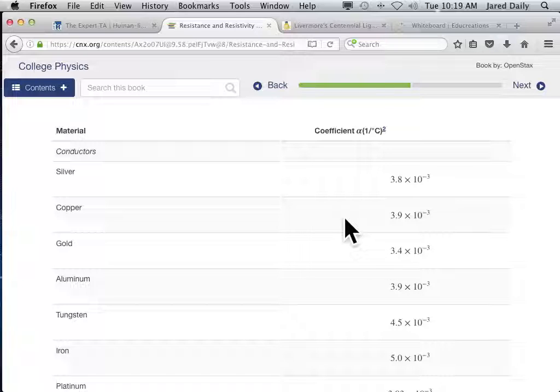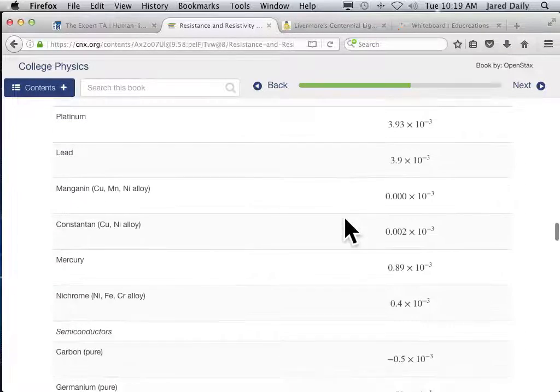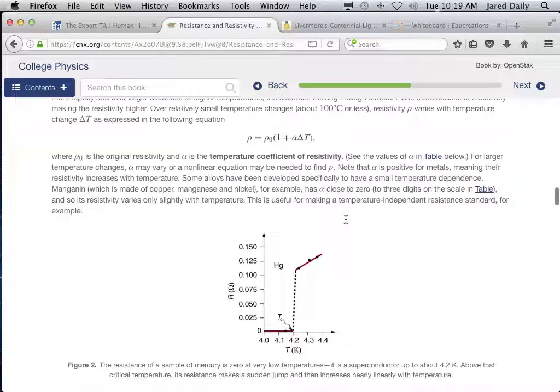Some materials change their resistivity a lot when the temperature changes. Some of them change it a little. Just depends. And you might choose your material for that reason. You may want something that changes a lot when it gets hotter. You may want something that just changes a little or changes hardly at all.